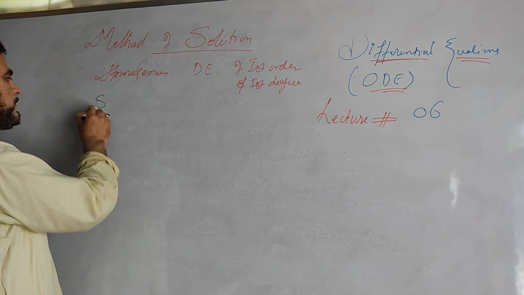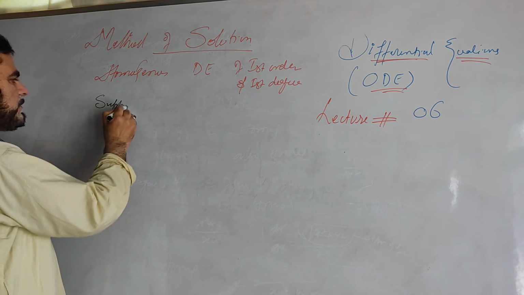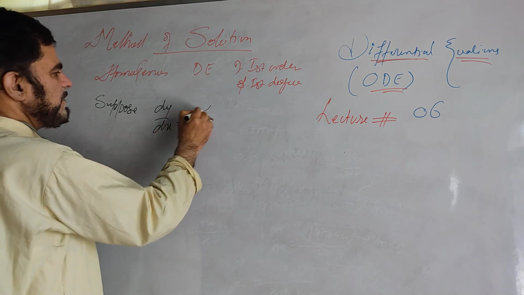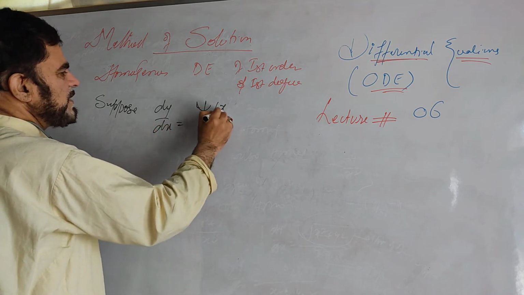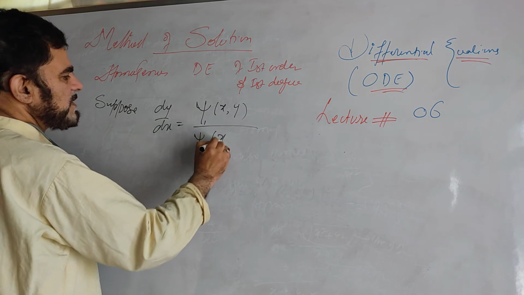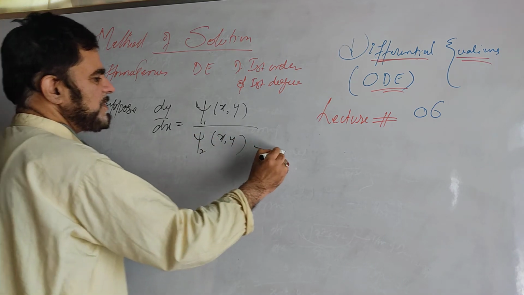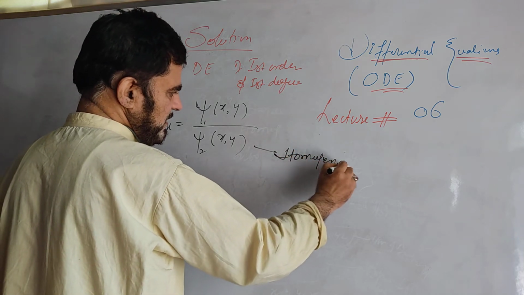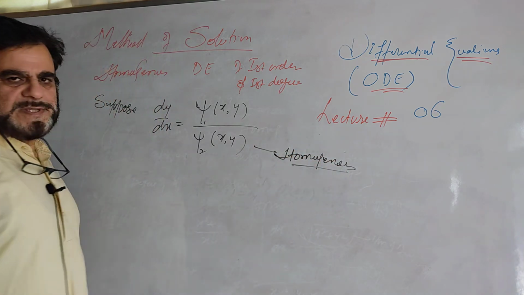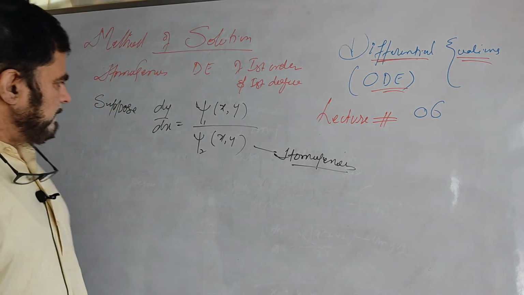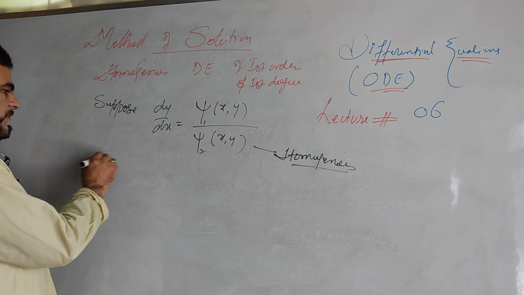Suppose dy by dx is a differential equation whose numerator is some function of x y, and the denominator is some function of x y, but this is homogeneous. Suppose it is homogeneous. First we have to see whether it is homogeneous. How we see that, I have told you. Then the method of solution is, this is the first step.